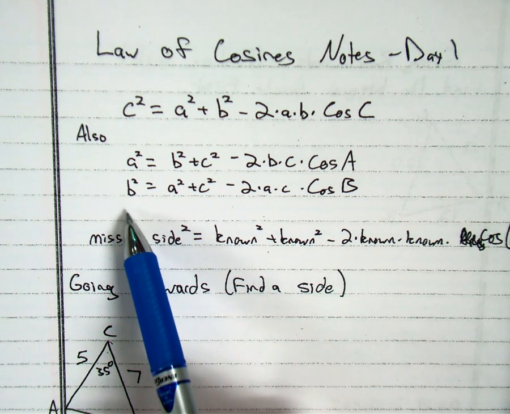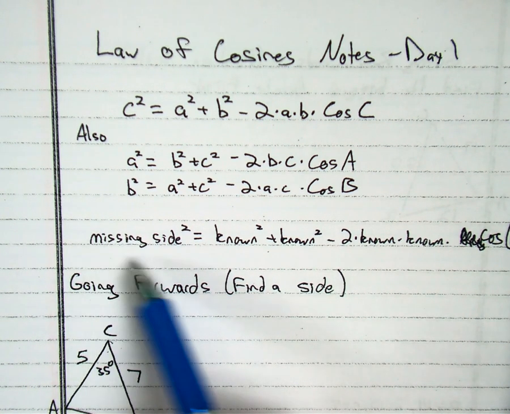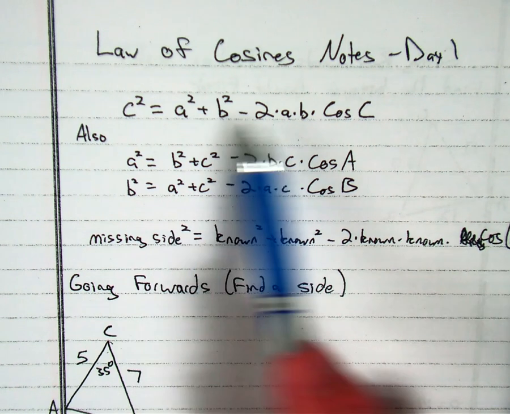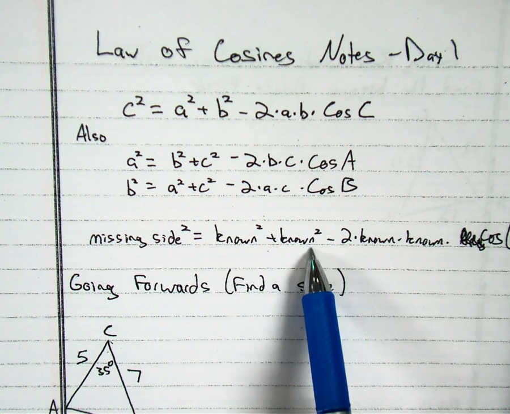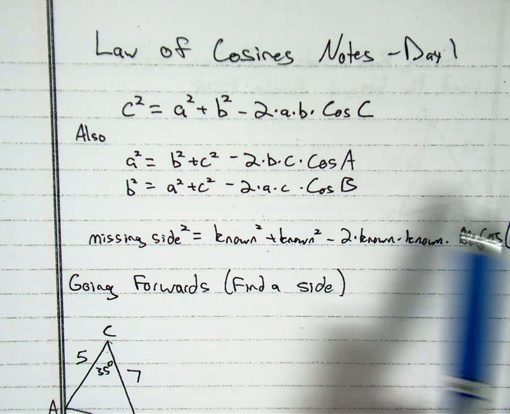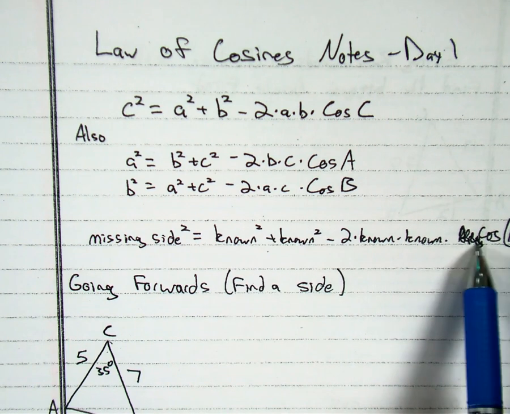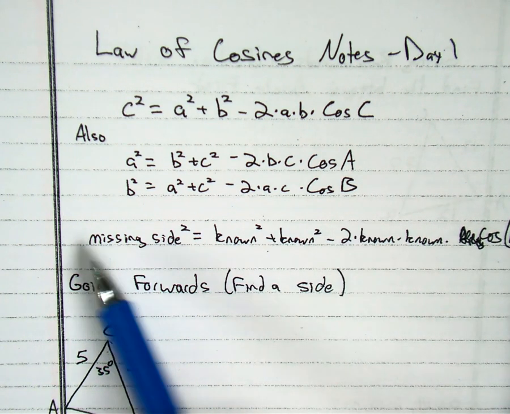So the letter over here by itself is the missing side that you're trying to find, and the other two are the ones that you know. And then the angle is the angle between the two sides you know, which should be across from the missing side.